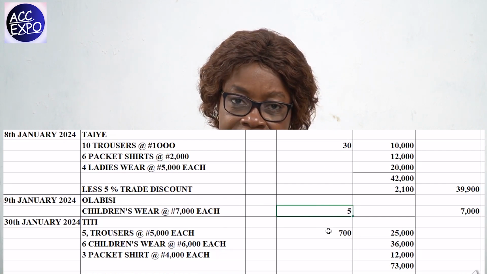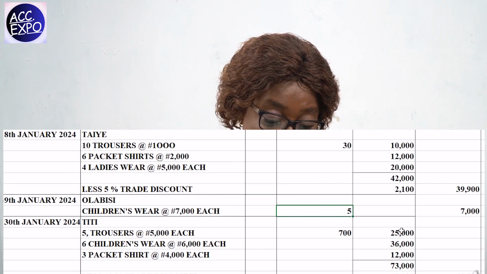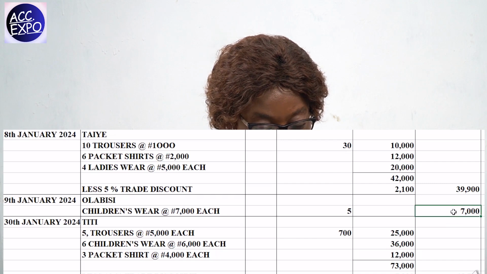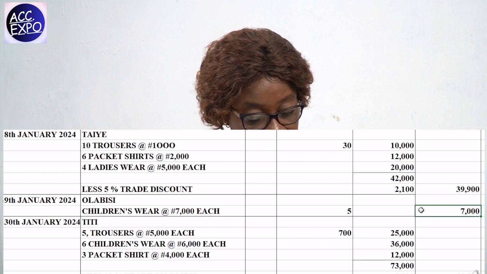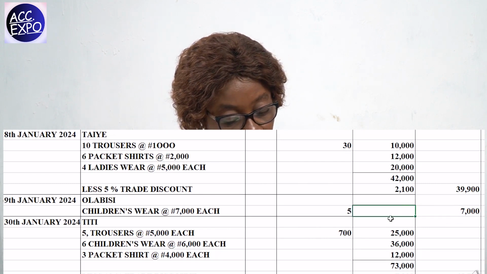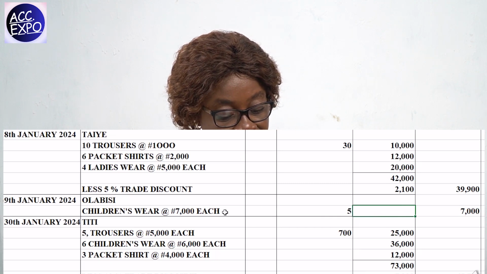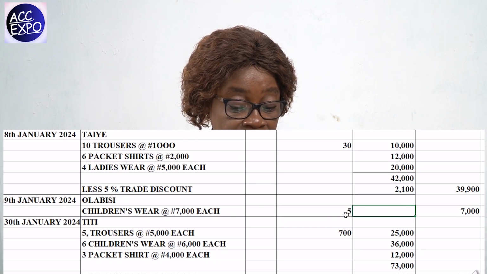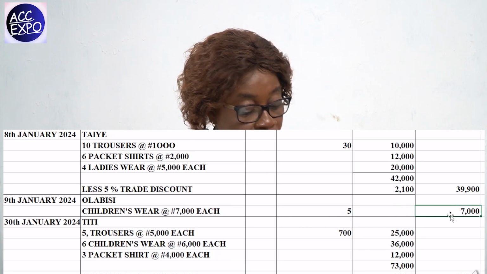But in this case, the 7,000 naira will be written under the total column because there is no adjustment to be made. No other transaction took place between Olabisi and Bezali Stitches. So the 7,000 naira will be written directly under the total column.